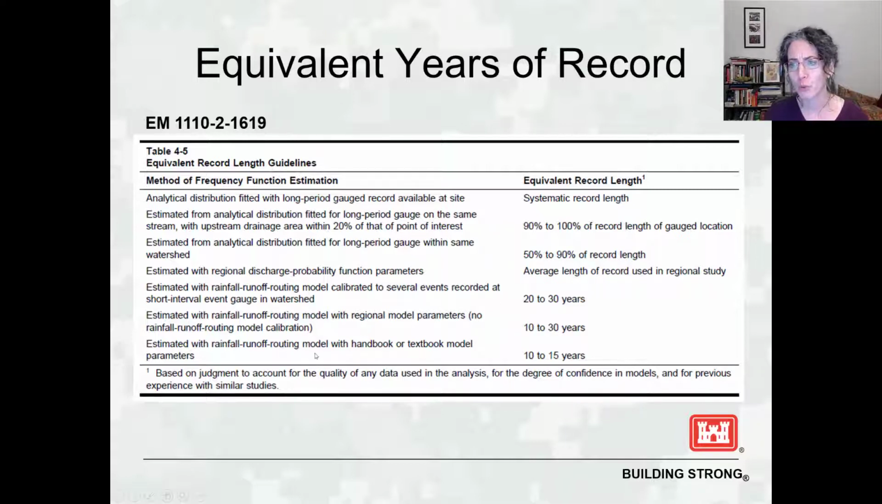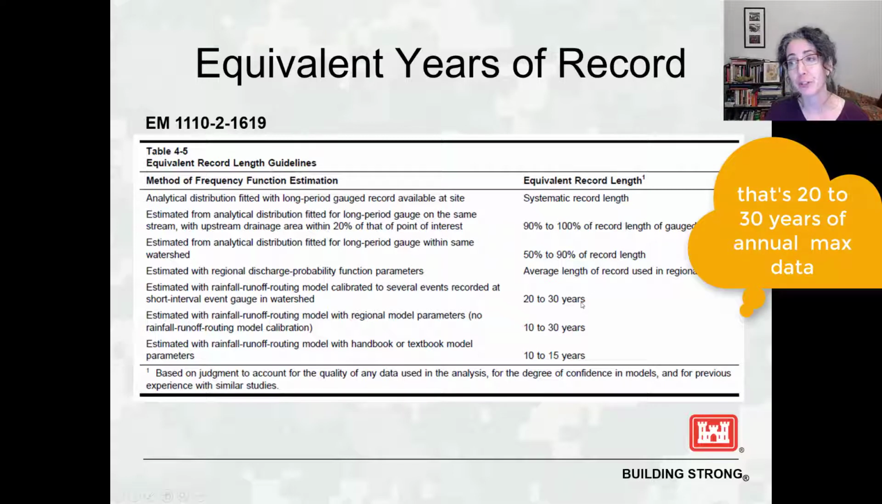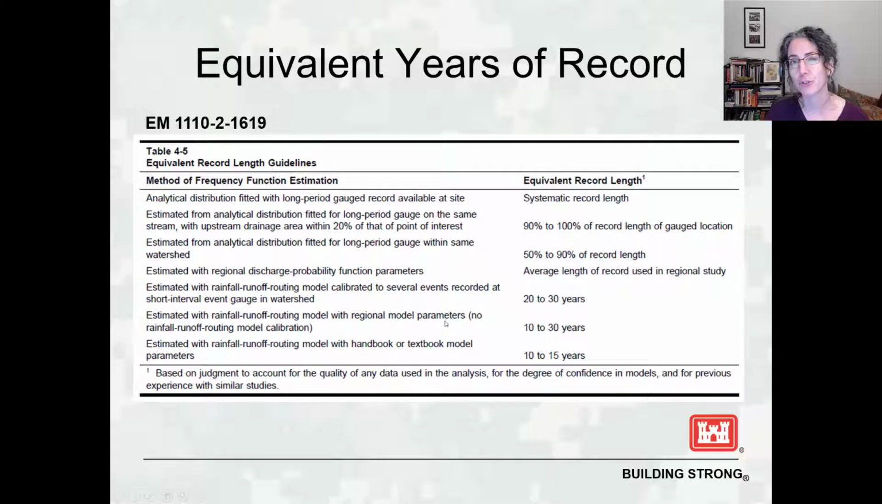Next, we move on to rainfall runoff modeling. The first is a rainfall runoff model calibrated to several events within the watershed, and they say that was equal to about 20 or 30 years. Then we have a rainfall runoff model that was not calibrated and instead is using regional parameters. Okay, that's called equivalent to 10 to 30 years. That might even be a typo and should be 10 to 20. Then finally, a rainfall runoff model that doesn't even have regional parameters and is just using handbook parameters, right? And that's 10 to 15 years. So as you can see, the assumed record length is quite a bit less for the rainfall runoff modeling approach.